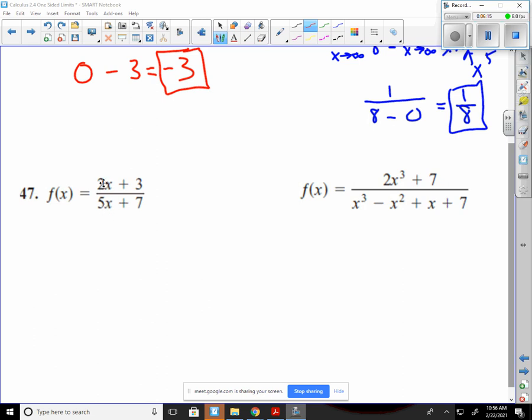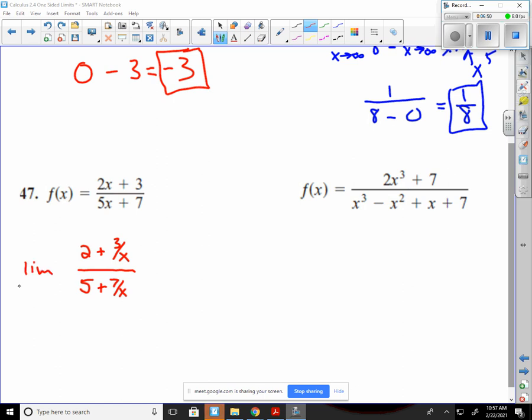Because these are the same exponents, I'm going to divide by x. So everything gets divided by x before I even start to find the limit. Because I'm dividing both the top and bottom by x, I'm allowed to do it. So 2x divided by x is just 2. 3 divided by x is 3 over x. 5x divided by x is 5. And 7 divided by x is 7 over x.